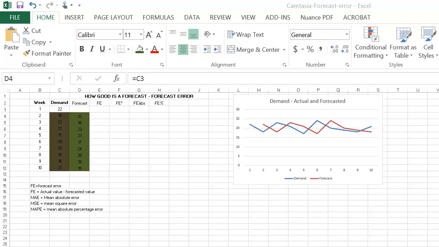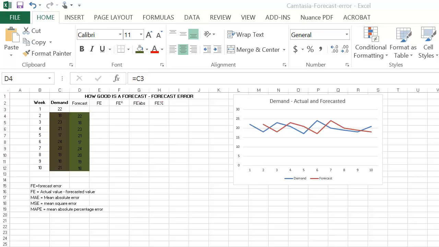Let's say the scenario that we're dealing with is demand forecasting in some kind of marketing application. In column B, you have weeks listed 1 through 10. Let's say that we are in week 1 and we actually experience a demand of 22. That's what you see in column C.